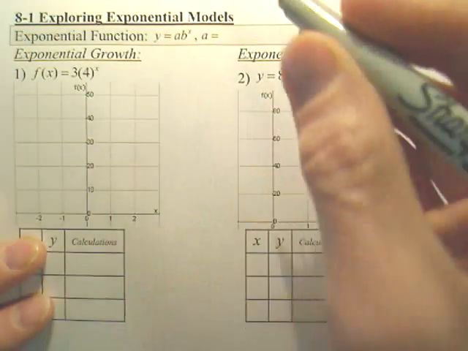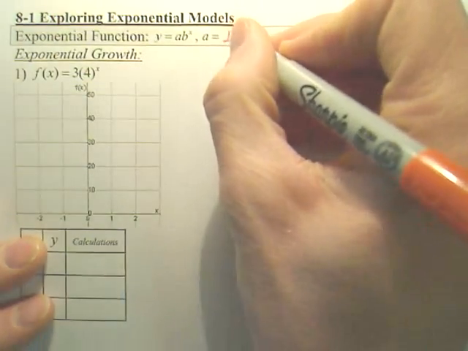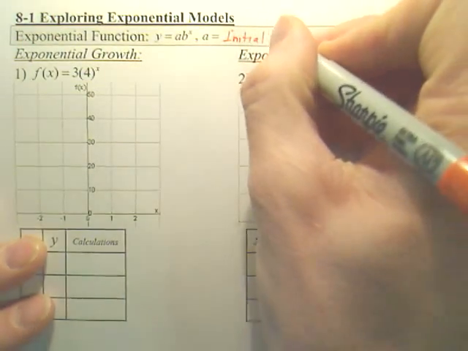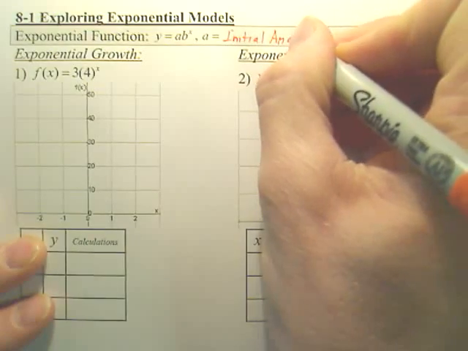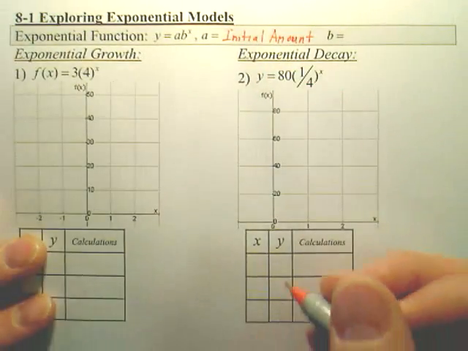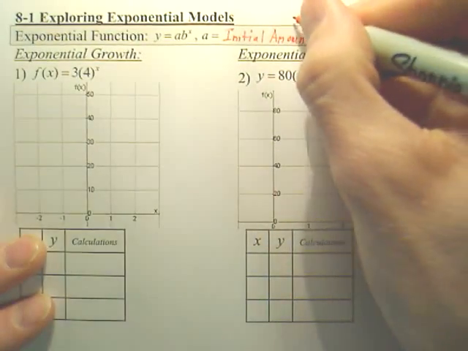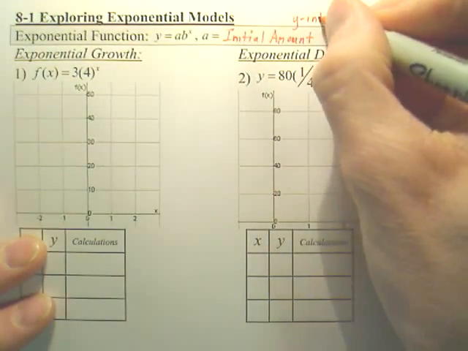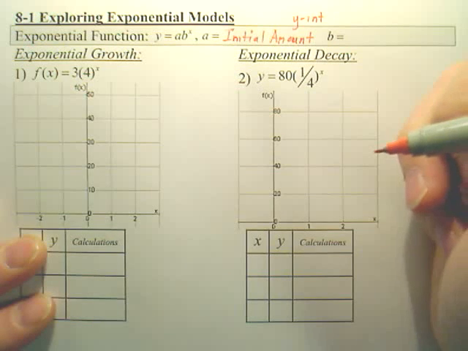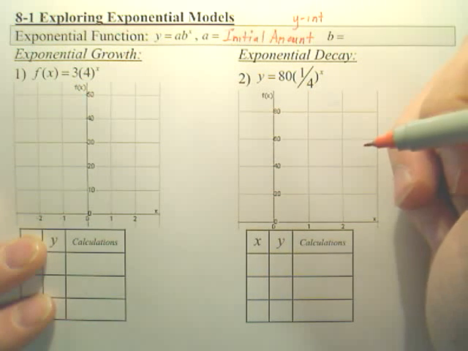Your a value is your initial amount. It's also your y-intercept. Your a value is your y-intercept or your initial amount, what you're starting with.